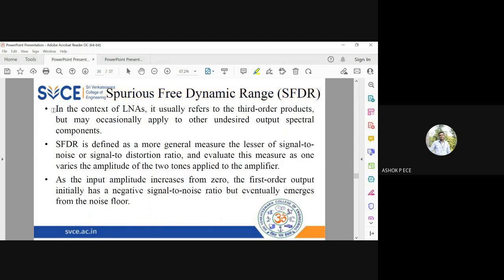So in the context of LNAs, we have said again that third order products play a major role in spoiling the performance. SFDR is a very popular term to quantify the performance of your LNA. It is more or less like the SNR of your system. Just as we say that if SNR is very high, the system is very good, the same way, if SFDR is very high, we can clearly say the system is going to perform well under noisy environments also.